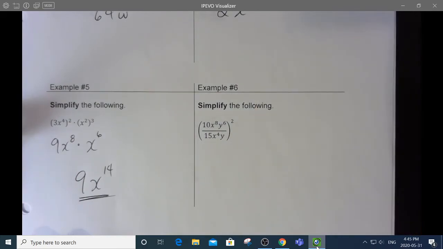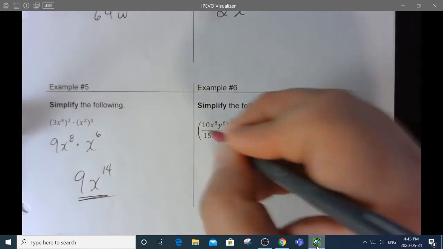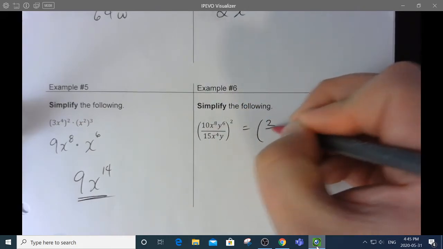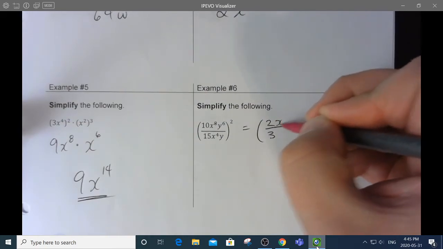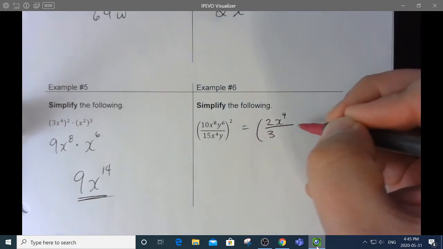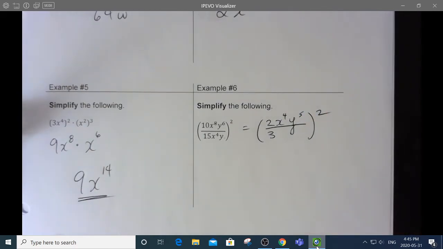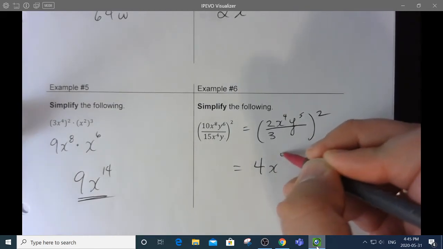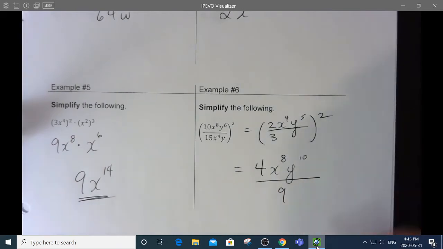And for this guy, ooh, this one's fun. I like BEDMAS. I like trying to simplify what's in the bracket first, then I'll worry about what's outside. So I'm going to simplify 10 and 15, they both divide by 5, so that's 2 over 3. And then x to the 8 divided by x to the 4 is x to the 4. And then y to the 6 divided by y is actually y to the 5. And then I'm still squaring everything. So that's going to be 4x to the 8, y to the 10 over 9.